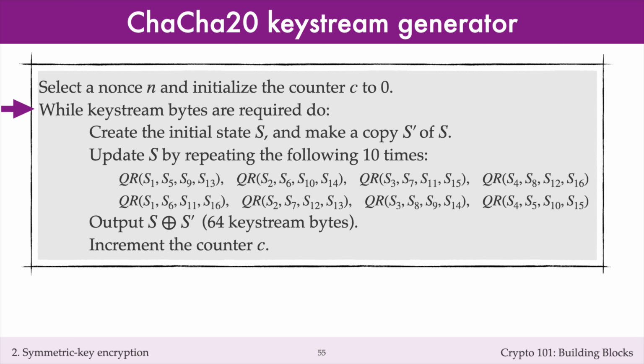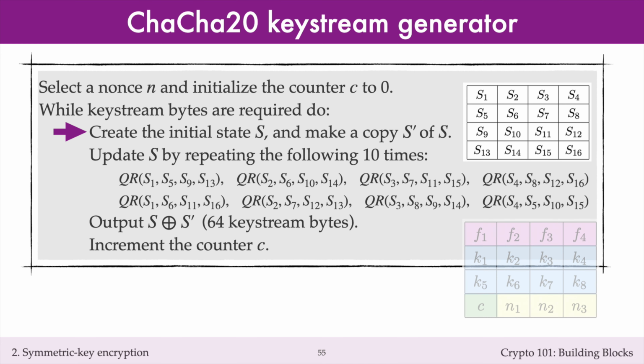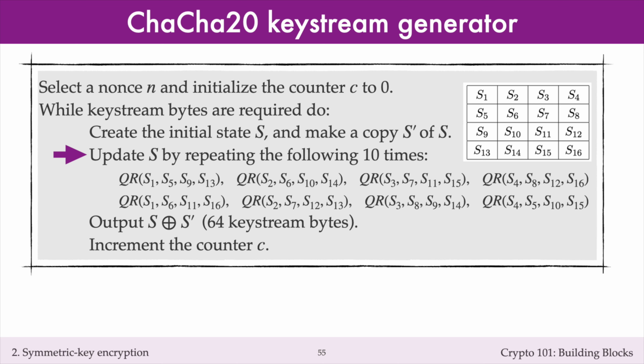To generate the next block of 64 keystream bytes, Alice does the following. Alice first creates the initial state S, which, you should recall, consists of the 4 words of the constant F, the 8 words of the secret key K she shares with Bob, the counter C, and then the 3 words of the nonce she selected for encrypting this particular message. She then updates S by repeating the following 10 times.